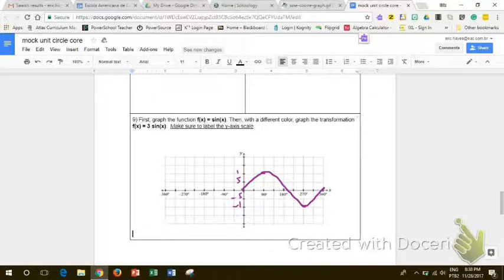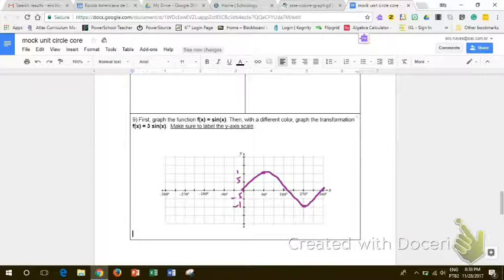Alright, now using a different color, we're going blue. We're going to apply a transformation. What happens when you multiply something on the outside of a function? It causes either vertical stretch or vertical compression. We're multiplying by 3, which is greater than 1, so it's going to be a vertical stretch. So what does that mean? We could take each of these values right here, and we can multiply them by 3.